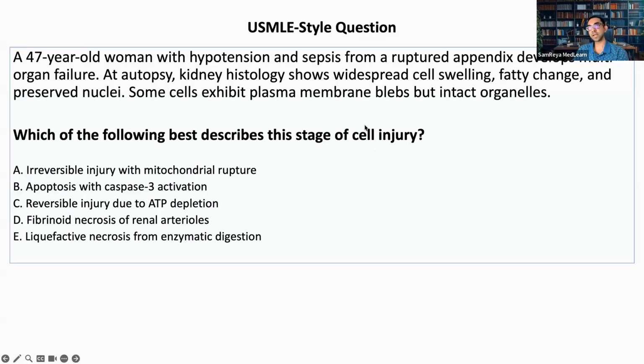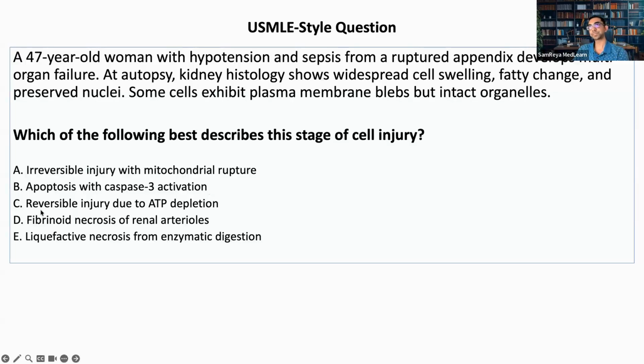They are basically asking which of the following options is a descriptive option for the reversible stage of cell injury. Let's read the options and try to figure out the answer. Option A is irreversible injury with mitochondrial rupture. No, we already agreed that these are features of reversible, not irreversible. Option B says apoptosis with caspase-3 activation. Apoptosis is a form of cell death. Cell death is irreversible, right? So this is still what we agreed is reversible.